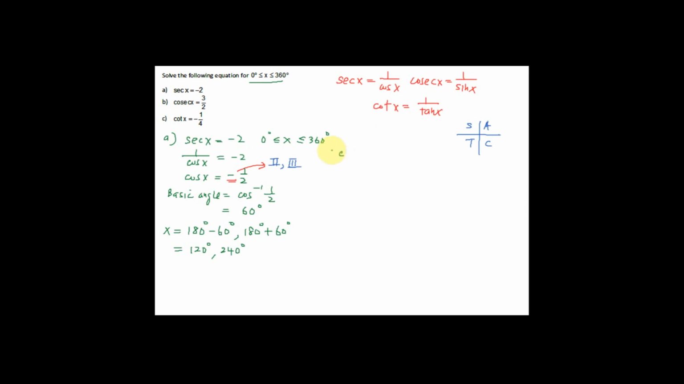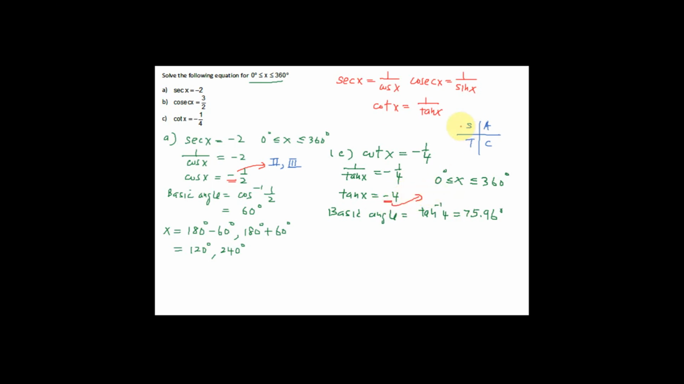So for C, you have to solve for cotangent x equal to -1 over 4. Therefore, 1 over tangent x equals -1 over 4, so tangent x equals negative 4. The first step, x is more than or equal to 0, less than or equal to 360. The second step is the basic angle, which is equal to shift tangent of 4, which will give you an answer of 75.96.